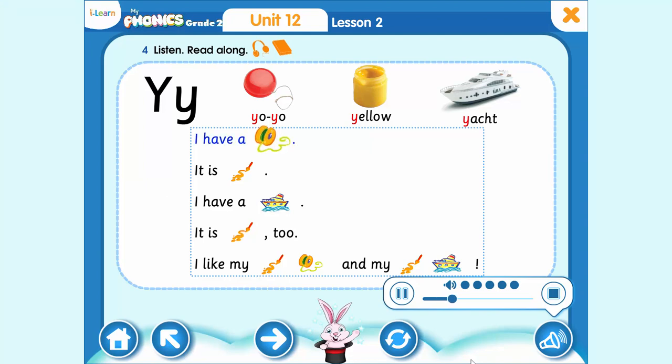I have a yo-yo. It is yellow. I have a yacht. It is yellow too. I like my yellow yo-yo and my yellow yacht.